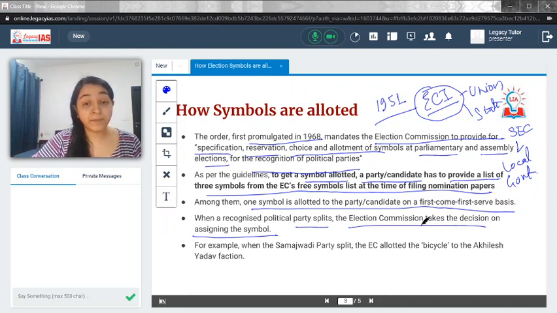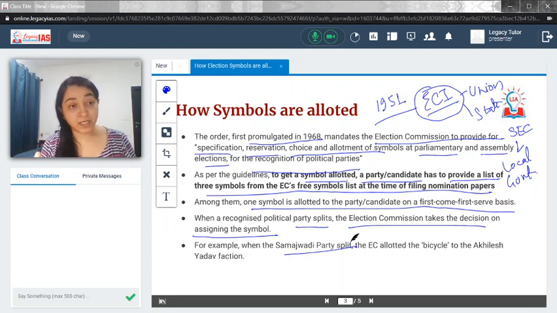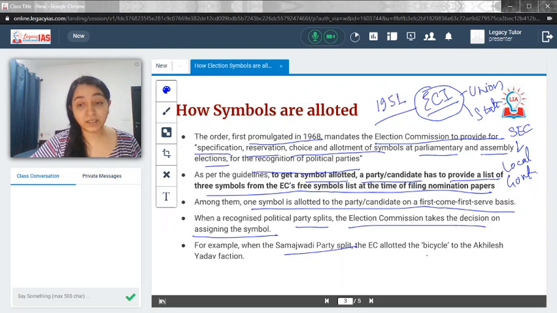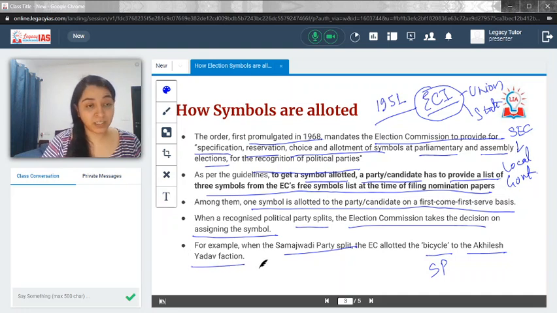For example, in the Samajwadi Party split, where there was a split between Mulayam Singh and Akhilesh Yadav, the Election Commission of India decided that the bicycle symbol, which is associated with the Samajwadi Party, would be allocated to the Akhilesh Yadav faction. So this is something the Election Commission decided. A similar thing happened in the case of the AIADMK after the death of Jayalalitha.